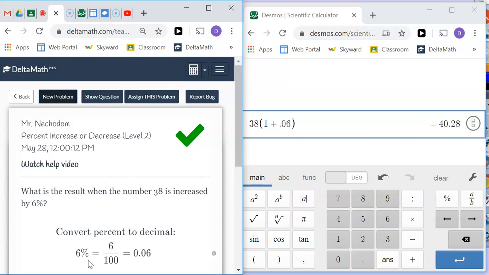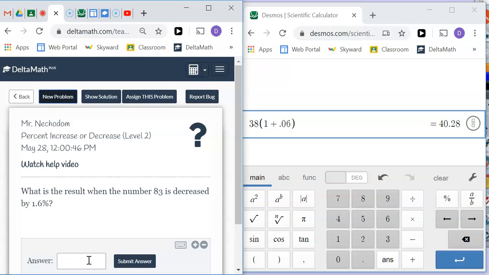Okay, so we can do these things all day long because you've got this ability to use this calculator really nicely here. Let's type in this one. This is 83, and it's decreased by 1.6. So decreased, which means we're going to subtract, and then when you move the decimal place 2 spaces on this one, it's going to be 0.016. Okay, 81.672.